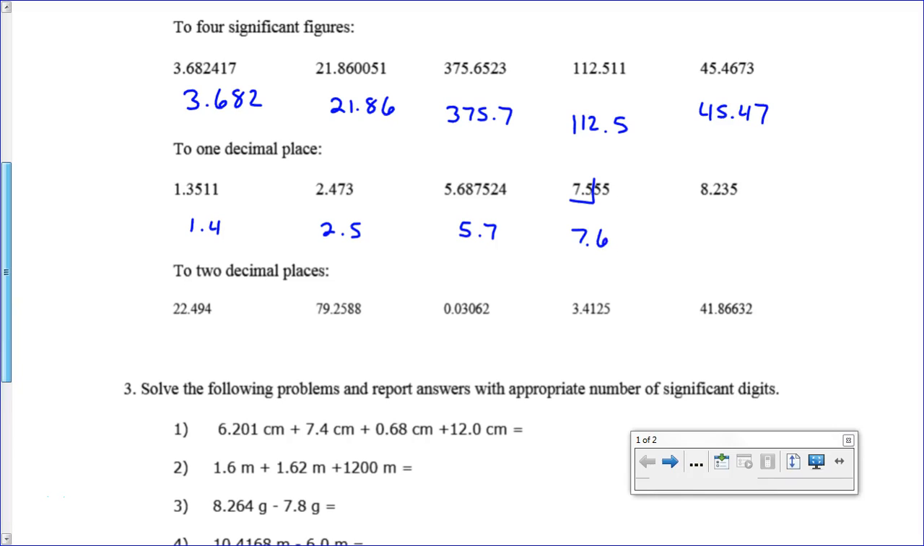7.6. All right, and then this last one here, going over through the 10th place and then cutting it off. All right, there's a 3, so we round down. 8.2 is what we end up with.